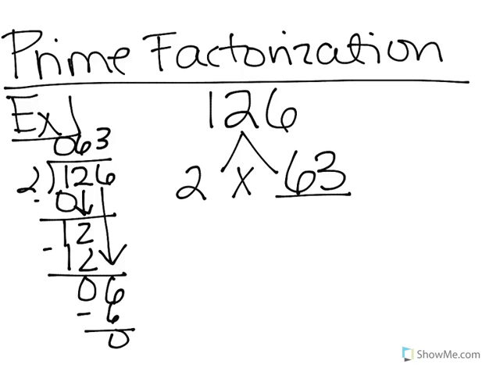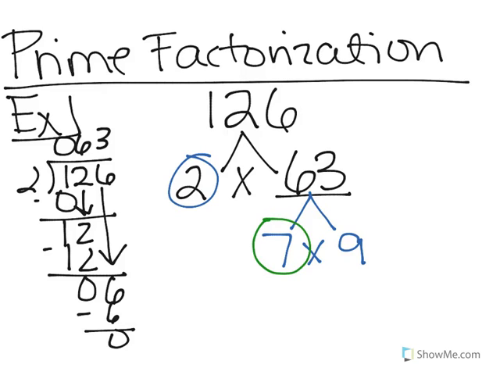I ask myself, is 2 prime? Yes. Is 63 prime? No. So I need to keep going with 63. Now from my multiplication facts, I know that 7 times 9 is 63. So I'm going to write 7 times 9. And I ask myself, is 7 prime? Yes. Is 9 prime? No. So I need to keep going. 3 times 3 is equal to 9. So I ask myself again, is 3 prime? Yes. Is 3 prime? Yes.